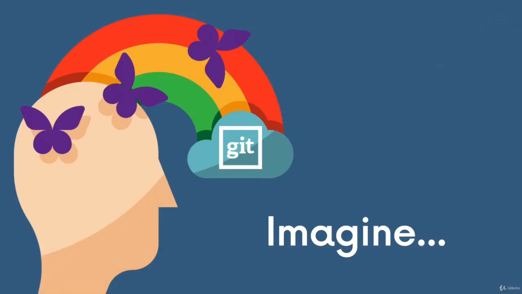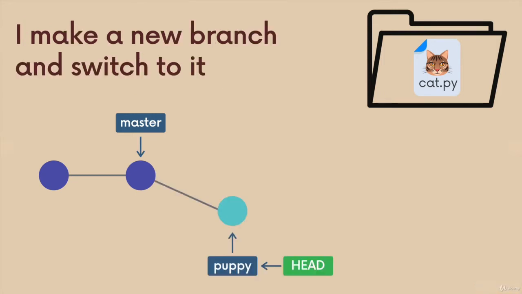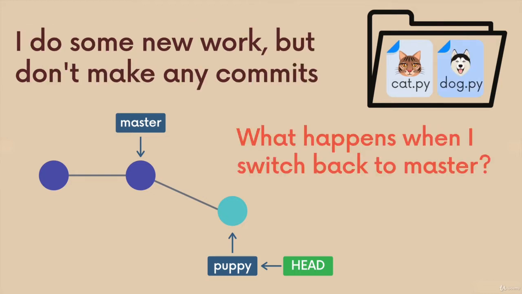So imagine for just a moment here, we're working on a repository and I'm on the master branch. You can see up top on the right side, I've got a single file I'm working on, a Python file called cat.py. So I'm doing a whole bunch of work and then I make some commits. And then I switch over to a new branch. I just make that new branch, I switch to it, it's called puppy, and I do some more work over here. And then I have some uncommitted work on this puppy branch. So I never committed this dog file, for example.